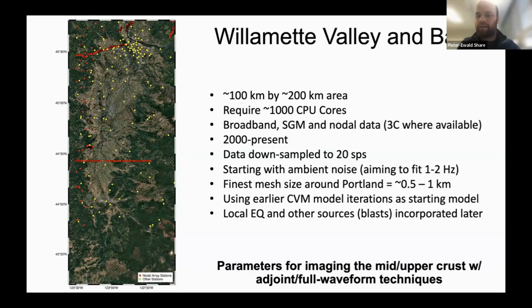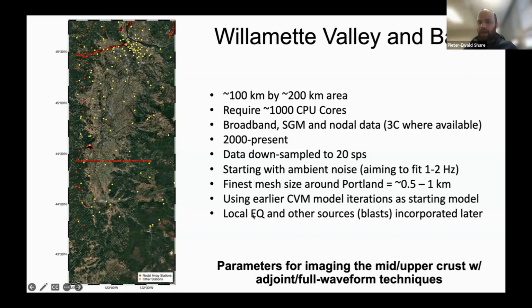So broadband data, strong ground motion sensors, nodal arrays, and all three components in the cases where these are available. As Zoe elaborated in the first presentation, we've really seen an increase in the amount of all these sensors in the Willamette Valley and elsewhere, dramatically over the last few years. And so there's a ton of new data that we can employ within this problem. For those interested, we've downsampled these data sets to 20 samples per second. That's more than enough to cover our bases in terms of ambient noise.